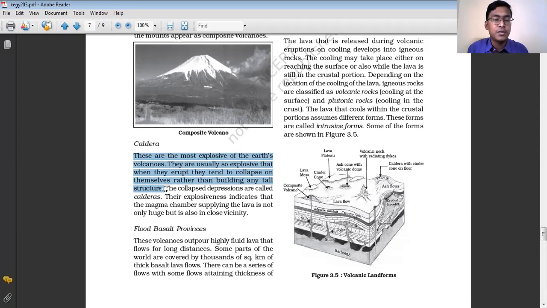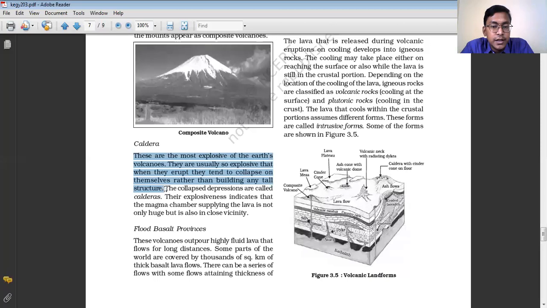After collapsing, the materials again fall inside the vent only. So they do not reach a very great height. They are not so tall, just because of this characteristic.